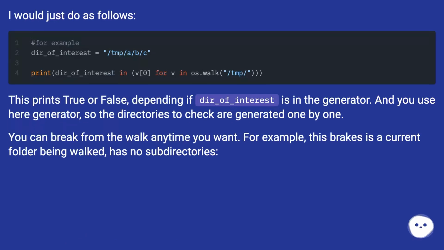Or manipulating walk. I would just do as follows. This prints true or false, depending on if the item of interest is in the generator. And you use a generator here, so the directories to check are generated one by one. You can break from the walk anytime you want. For example, this breaks if a current folder being walked has no subdirectories.